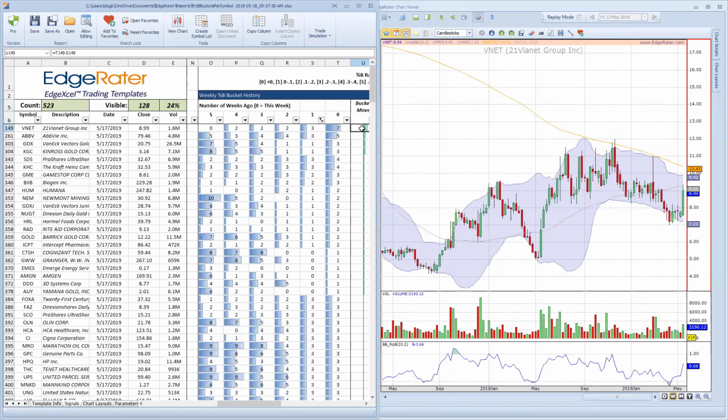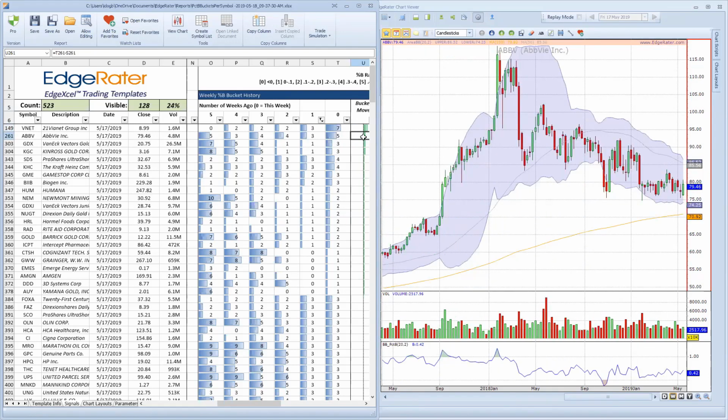And so here's a stock, VNet, that did come up as the best performing stock of the week, as you would expect in the good, bad, ugly report. This was, was it 16%, something like that. And here you see it's indicated here, had a big bucket move. AbbVie came in here.